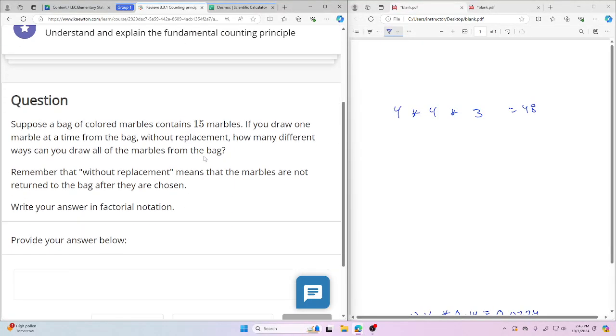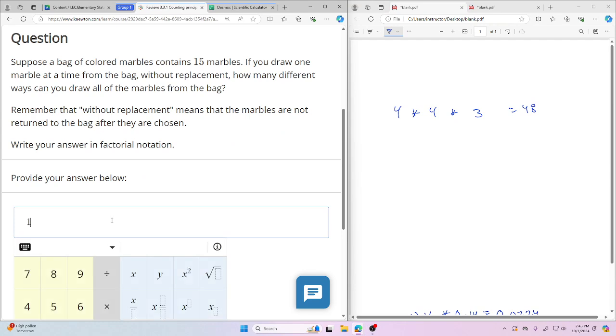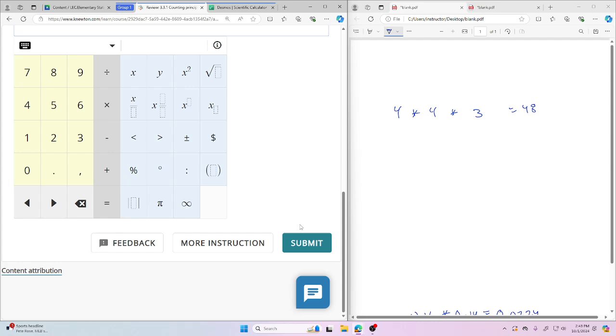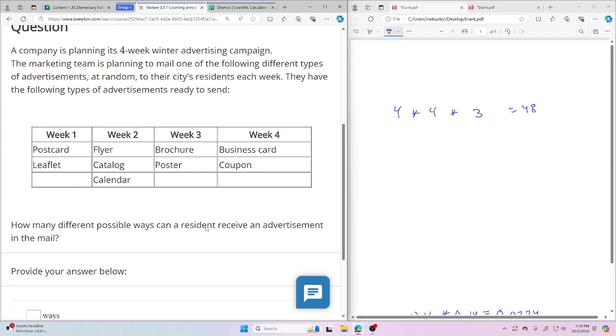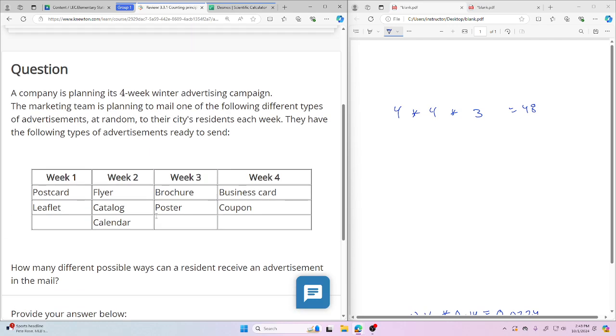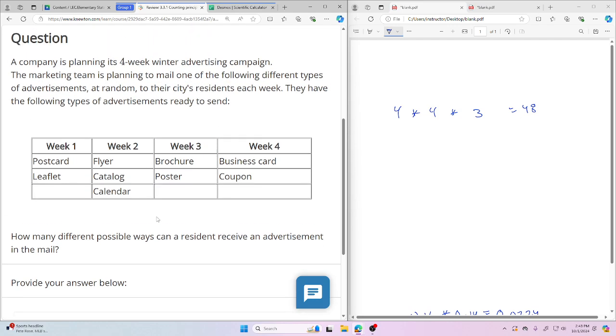I can go all day long. Look, 15 factorial. I just want to do one or two more just to make sure. Oh, we're near the end. Okay. Wait, but this is a whole different problem. So this is good. How many different ways to receive advertising in the mail? 2, 3, 2, 2. Is that what that would be? 2, 3, 2, and 2. That's a funky 2. Am I right there?